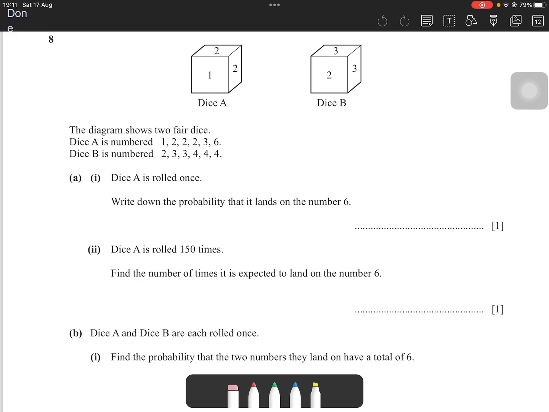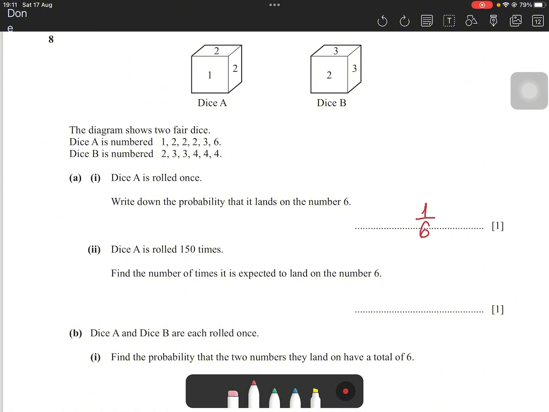Question 8. The diagram shows 2 fair dice. Dice A is numbered 1, 2, 2, 2, 3, 6. Dice B is numbered 2, 3, 3, 4, 4, 4. A. 1. Dice A is rolled once. Write down the probability that it lands on the number 6. So you see that in the dice A, there's only one number 6 out of 6 numbers, so the probability is 1 out of 6.